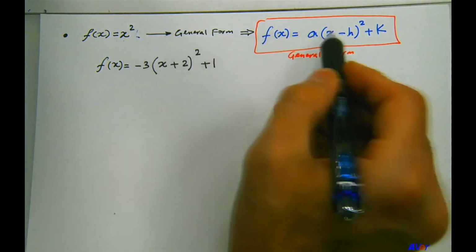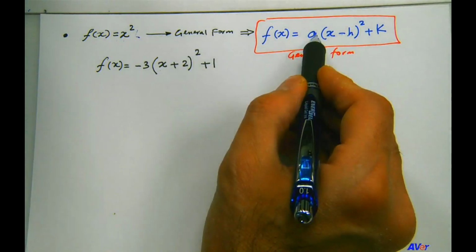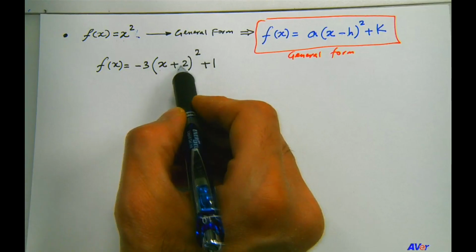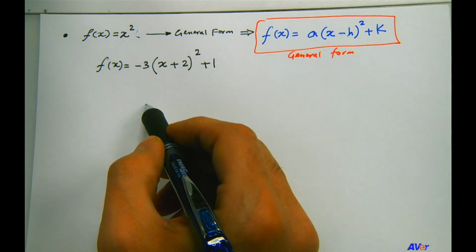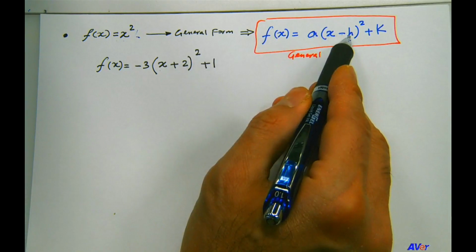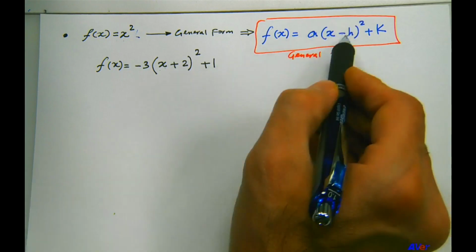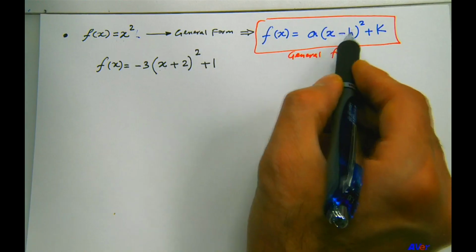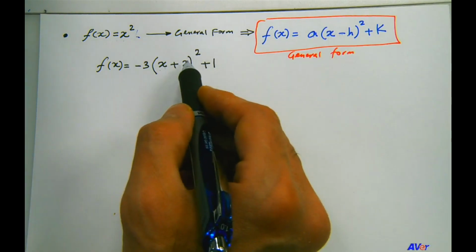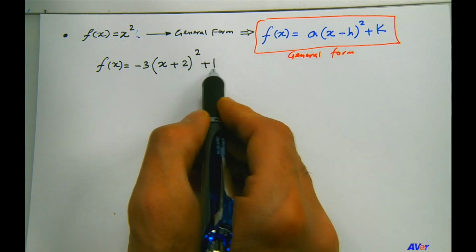So comparing this with that, a is clearly -3. What would then h have to have been? Compare this with this general form of a quadratic function. What would h have to have been for us to end up with x plus 2? H must have been -2, right? Because -2 gives us the +2 that we have here. Okay, what about k? K must have been 1.